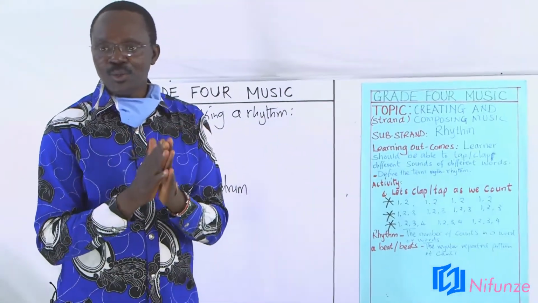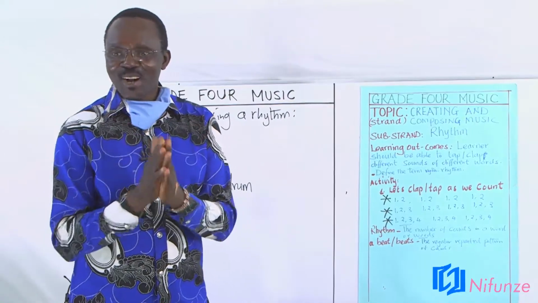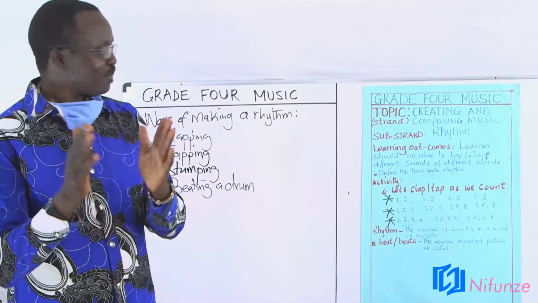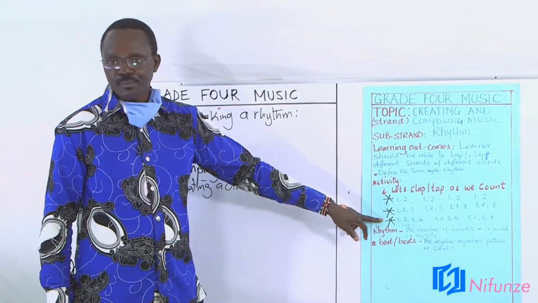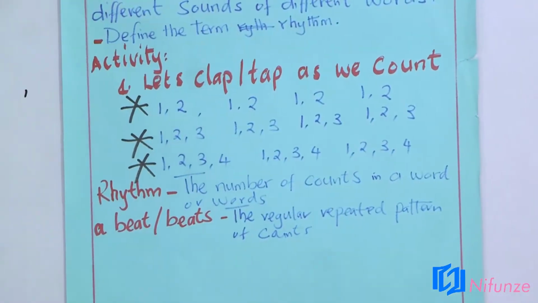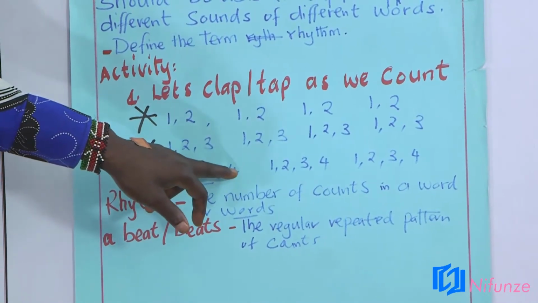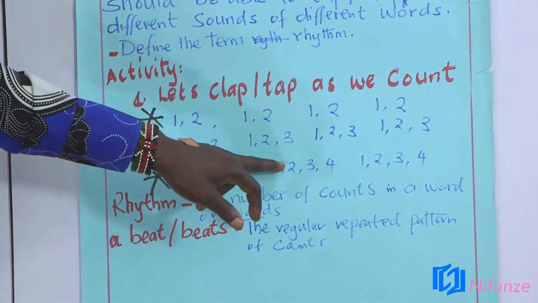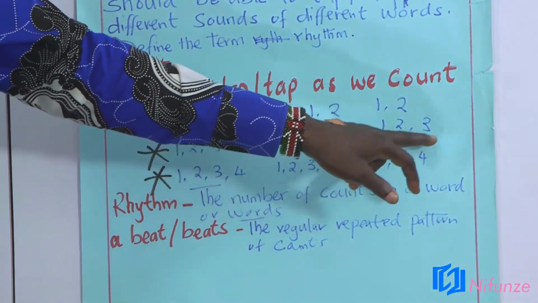We can do the third one just to create a rhythm. Remember, we are creating a rhythm and you must know how to tap them. 1, 2, 3, 4. 1, 2, 3, 4.